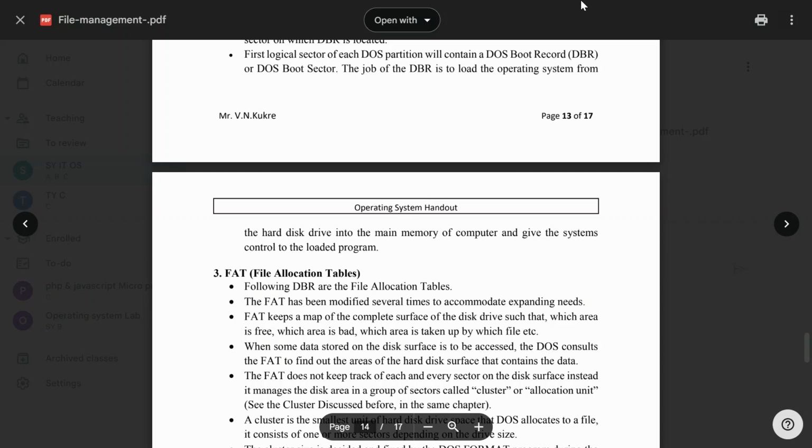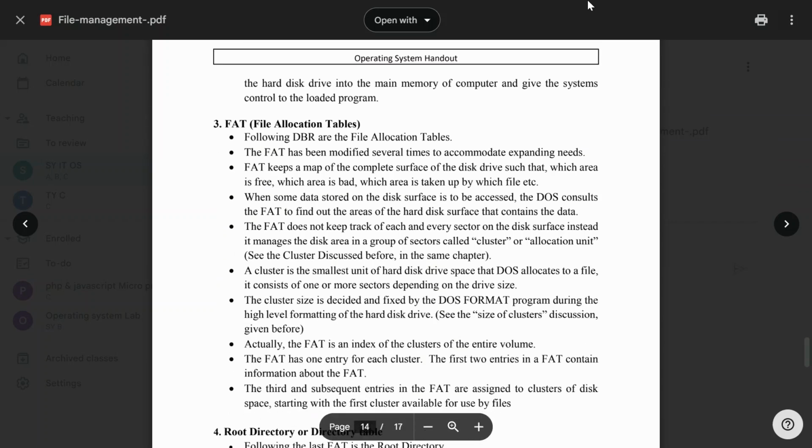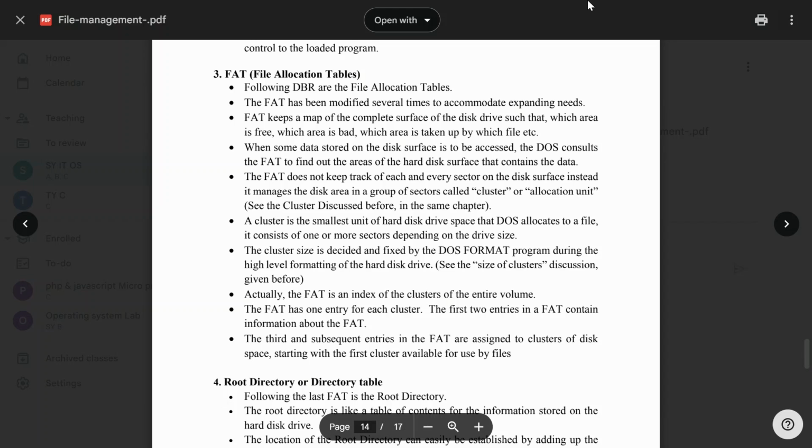So that is about the DBR. Then the file allocation table. The next part on the hard disk for the system will be the FAT, that is, file allocation table. Following the DBR comes the file allocation table. The FAT has been modified several times to accommodate expanding needs, which means it can be expanded according to the need.